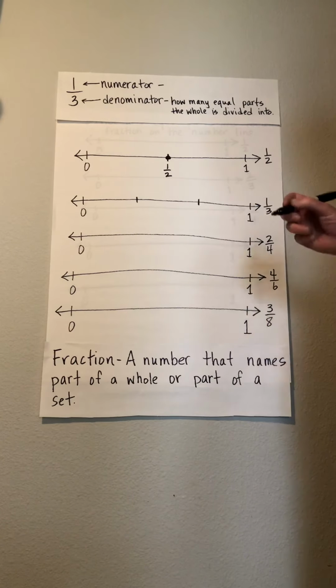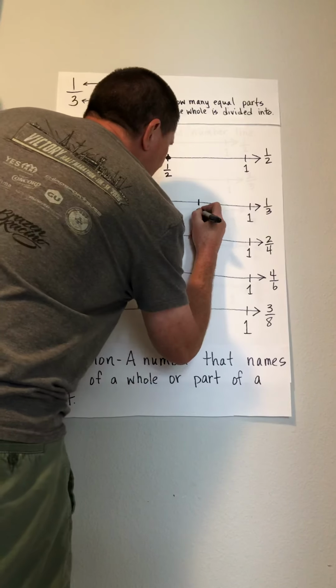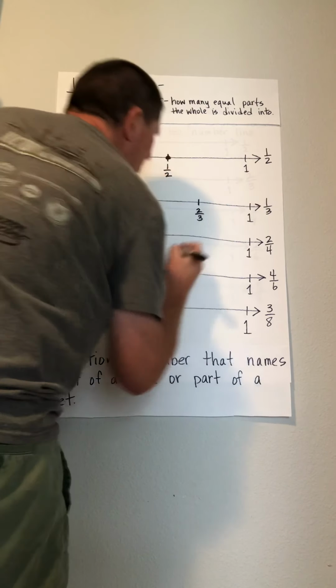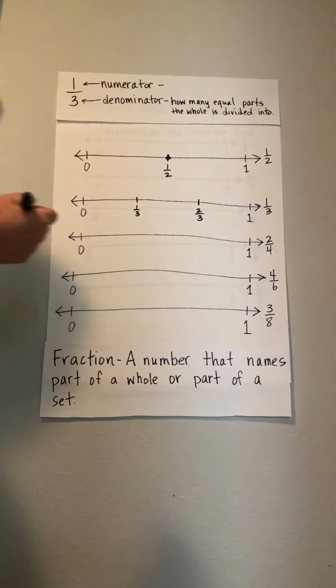So I'm going to label each point on the number line. So this is 0, this is 1/3, and this is 2/3, and this is 3. What else is 3 known as? 3/3. Now I need to find 1/3 on the number line, which is right here, and I'm going to put a dot there.